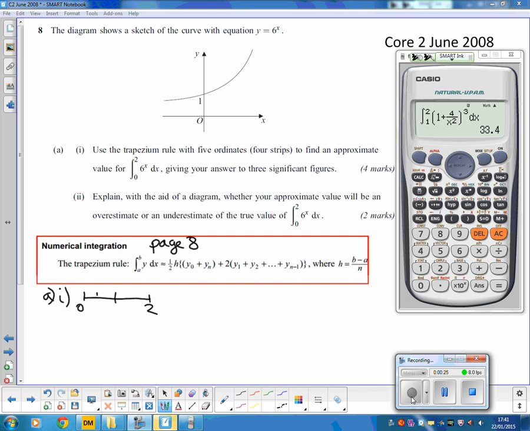So we've got to split that into 4 strips. You can see now I've got 5 lines. So that's going to be 1, that's going to be 0.5, that's going to be 1.5. And then do a table of values. Now I've worked out what my x values are. So 0, 0.5, 1, 1.5 and 2.